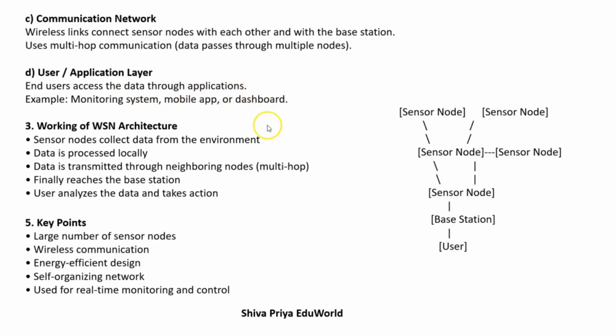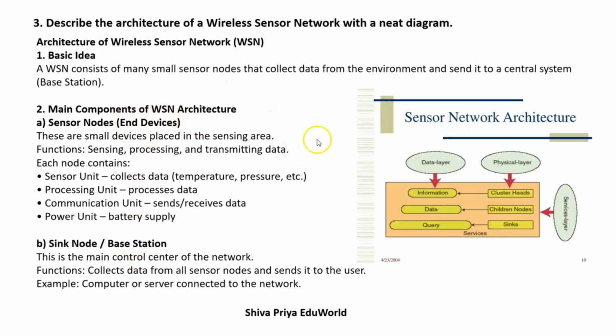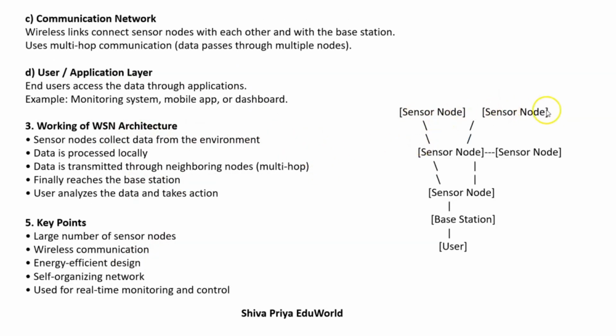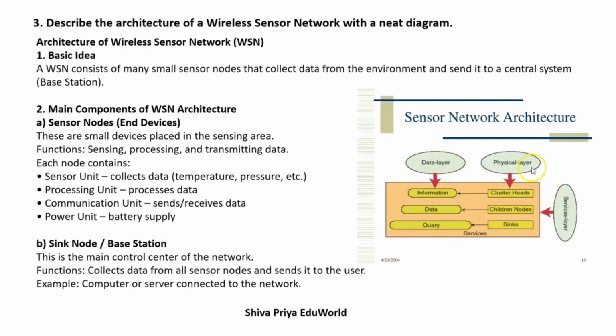Clear? This is exactly how it will work. Based on that, you can easily draw a diagram. That is the sensor nodes. We have multiple sensor nodes which will sense the data. After that, it will send that data to the base station, and from the base station it will go to the user. Along with that, you can write down the data layer, which has the data information and queries. Whatever the user has, it will send to the queries, and the cluster heads, child nodes and so on.